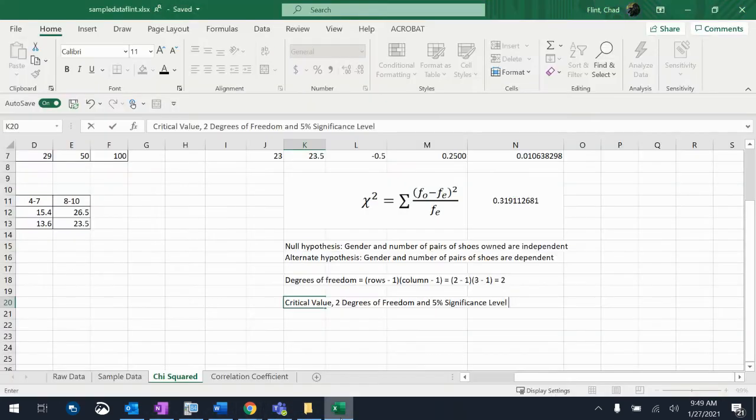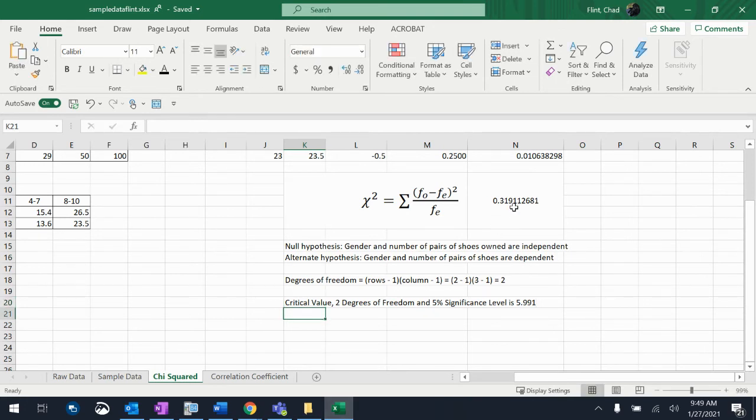So I'm going to go back here and write 5.991. All right, that's my critical value. Again, you can see that my value is tiny. I'm not going to have a difference using any of those numbers. It's going to be the same result every single time.